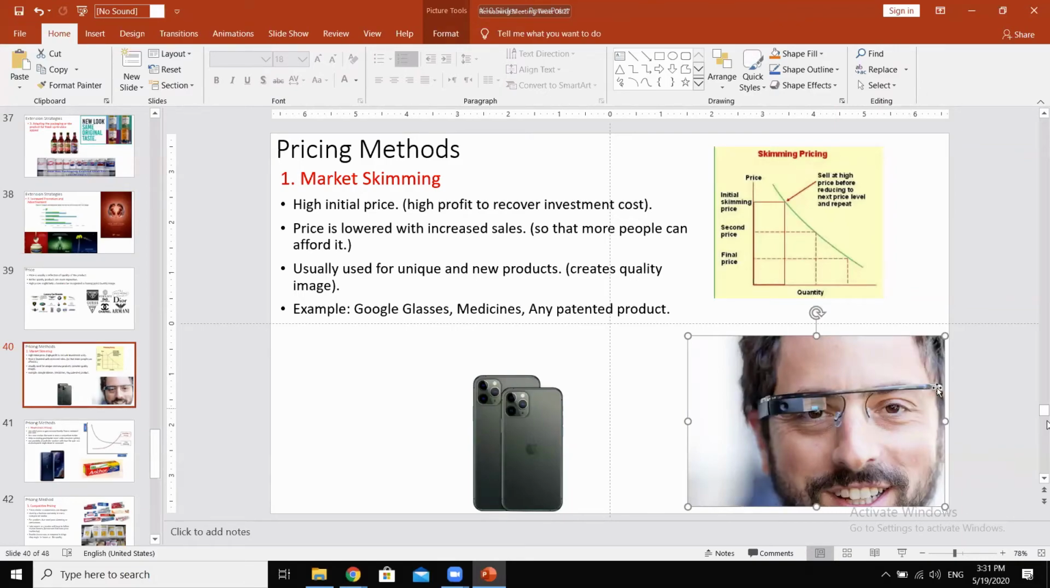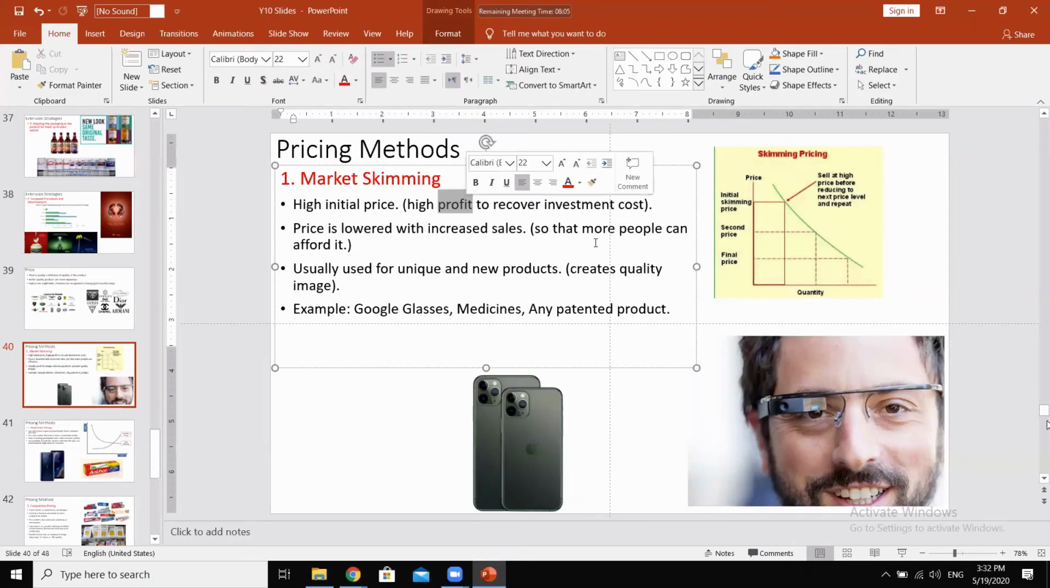But based on everyone's expectation, in the future, a lot of businesses will mimic and copy this idea. So competition will increase. You would have a lot of products similar to Google Glass, which means that Google will have to drop their prices gradually with time. That's price skimming. It comes with a lot of advantages: you have a high profit, you have a good quality image, you ensure long-term sales, and you are able to recover the investment cost.